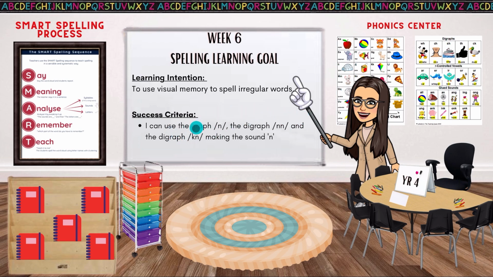This week we are learning to use the graph N, the digraph NN, and the digraph KN, which all make the sound N. So yes, I have made it a little bit tricky, and you are focusing on 3 different spelling rules. However, they are all just focusing on the one singular sound, which is N. Let's get started.